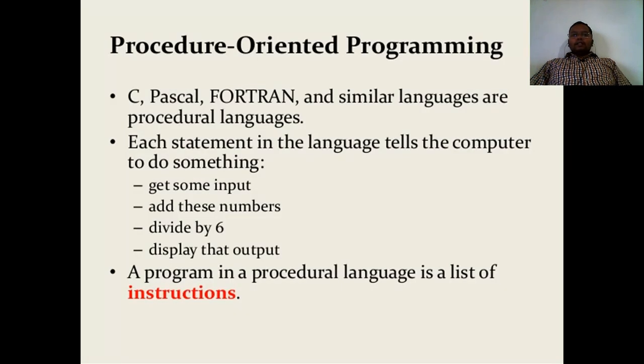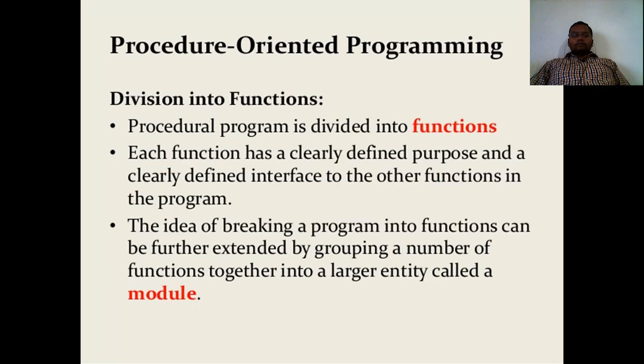So you can consider procedure-oriented programming. C, Pascal, Fortran, and similar languages are procedural languages. Each statement in the language tells the computer to do something. For example, get some input, add these numbers, divide by 6, display the output. These are the instructions given to the computer. A program in a procedural language is a list of instructions, and we know very well what is meant by instruction. Instruction means you do something.